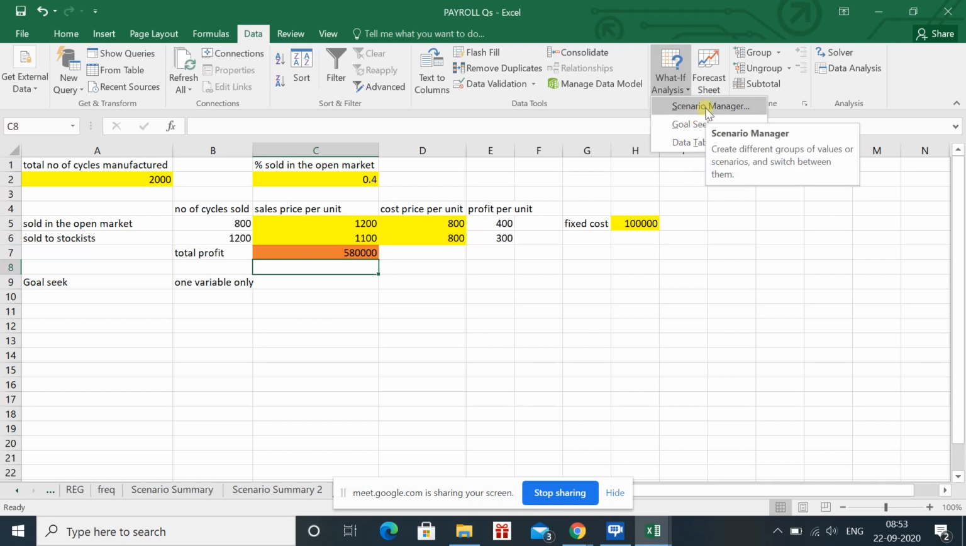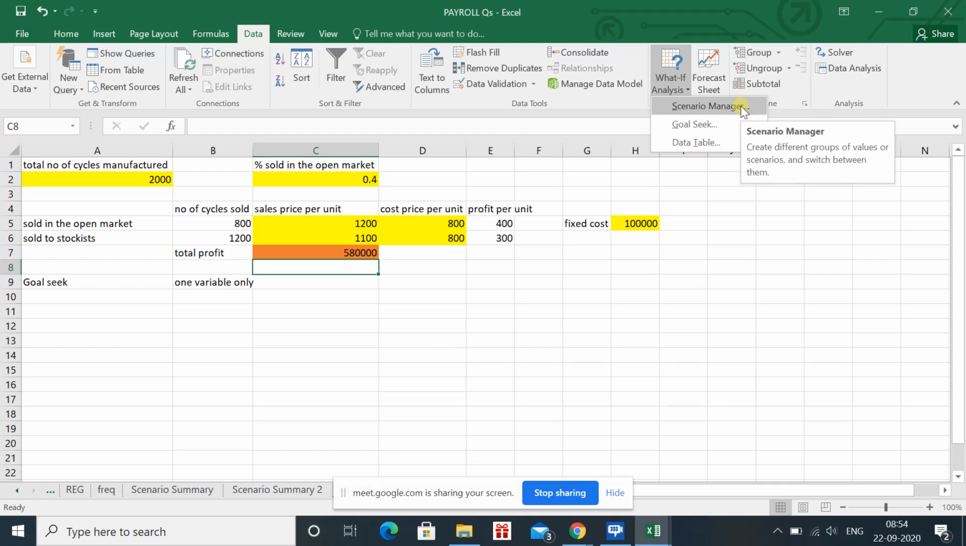Then we have the scenario manager. The scenario manager will be applicable when we have change in more than two variables. One variable, single input, single output, goal seek. One variable, two variables, multiple outputs and multiple inputs, data tables. Scenario manager will be applicable when you want to change more than two variables.